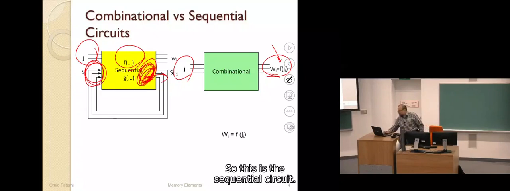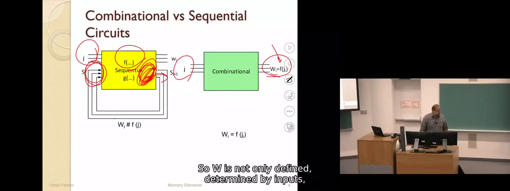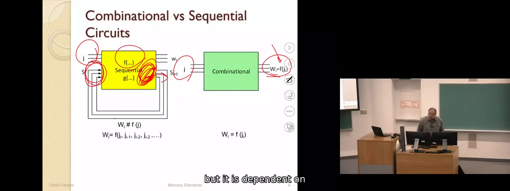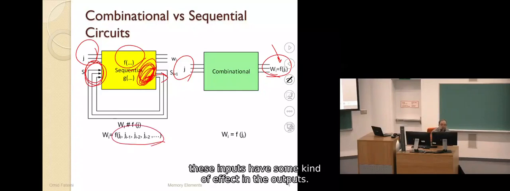Okay. So this is the sequential circuit, and we can say that it is not dependent only on inputs. So W is not only determined by inputs, but it is dependent on the previous function of the circuit. So we had inputs coming, then changing, then changing, then changing. All of these inputs have some kind of effect on the output.